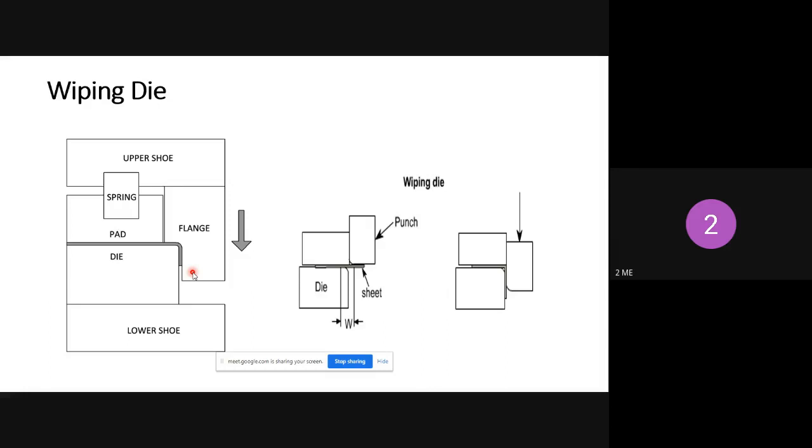Edge bending operation. Understood? Any doubt? Wiping die or edge bending? Any doubt? Tell me, any doubt? No, sir. Okay.